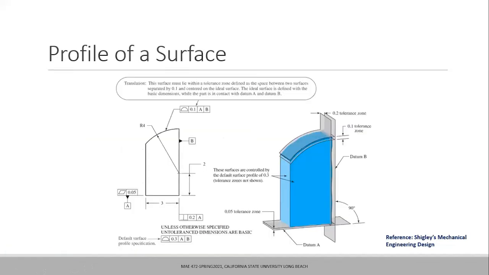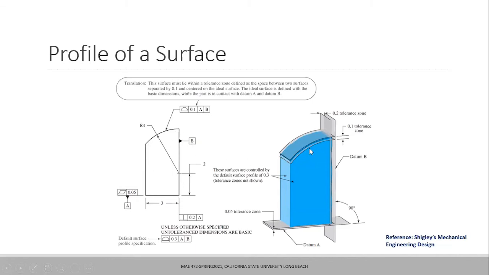Okay, so now we basically move to the profile of a surface. So what is profile of a surface? There is another symbol that we have seen, and it is another control, which is basically saying that the profile, which is a contour of a part, must stay within the true contours which are separated by 0.1 tolerance zone when this part is constrained against datum A and datum B. Datum A is the bottom face, datum B is the back face.